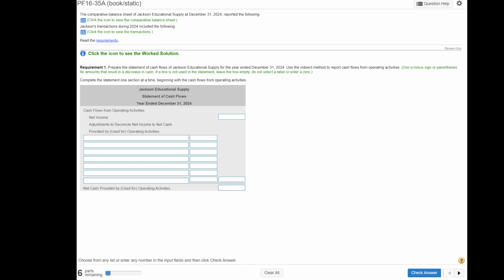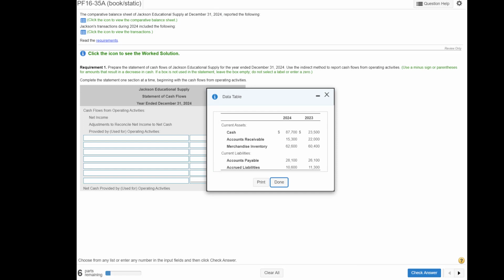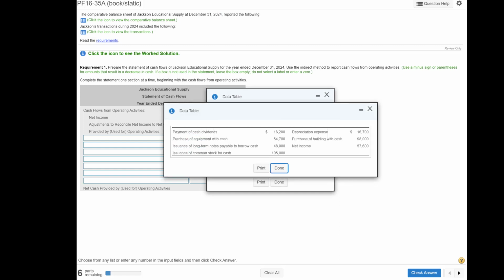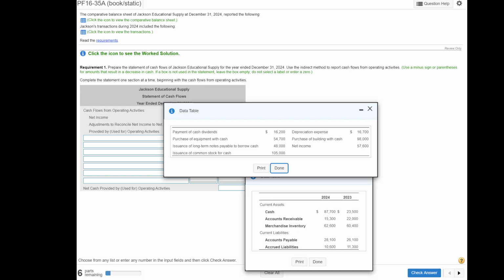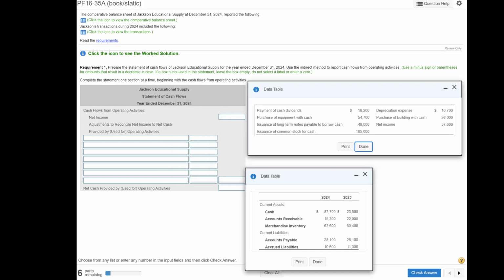Problem 16-35. We're going to do the statement of cash flows, and we're going to calculate free cash flow. So the comparative balance sheet of Jackson Educational Supply at the end of December 2024 reported the following. So we've got a comparative balance sheet, and we've got some transactions. Requirement 1. Prepare the statement of cash flows of Jackson Educational Supply for the year.